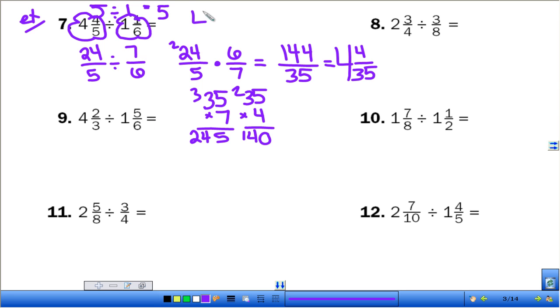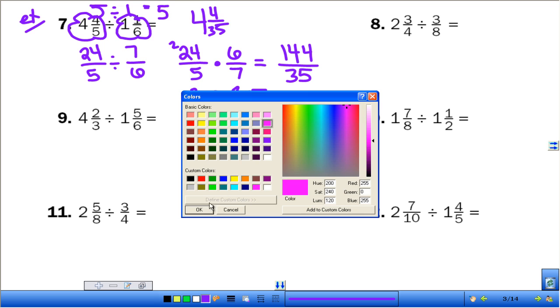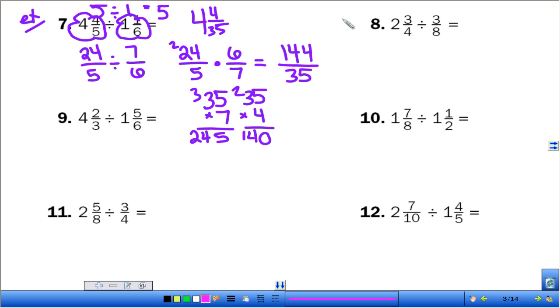Did everybody get that? I'll rewrite that answer up here so I can erase it. So write down number 8. So 2 and 3/4 divided by 3/8. What's 4 times 2? 8. 8 plus 3? Over? So we have 11 over 4 divided by, do I have to change this one? No, because it's not a mixed number and it's not a whole number. So we're just going to leave that.